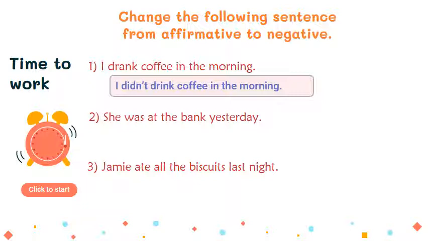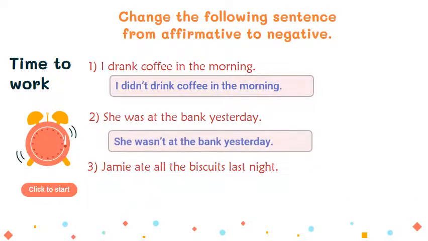And what did we say about the verb to be? We said that we just add not after the verb to be because the verb to be doesn't like to sit beside didn't. So she was not at the bank yesterday, or she wasn't.